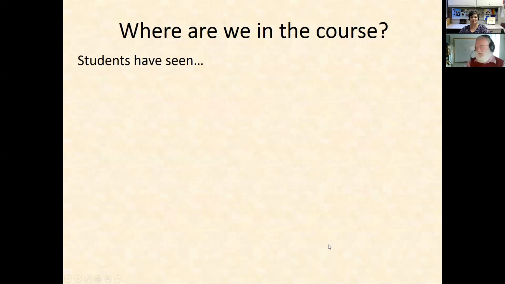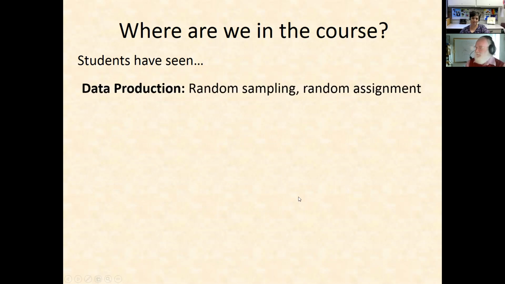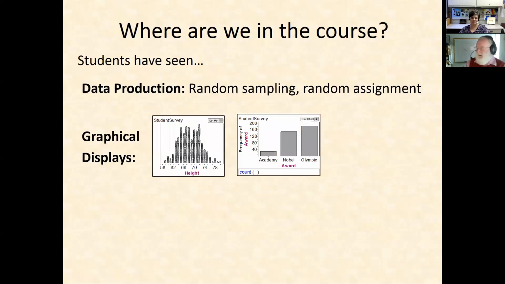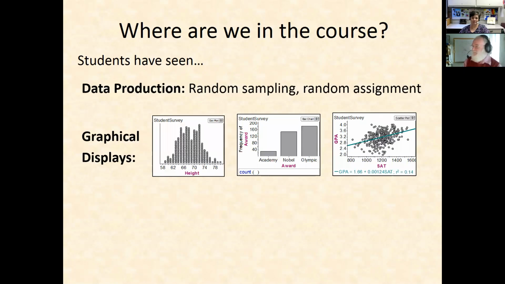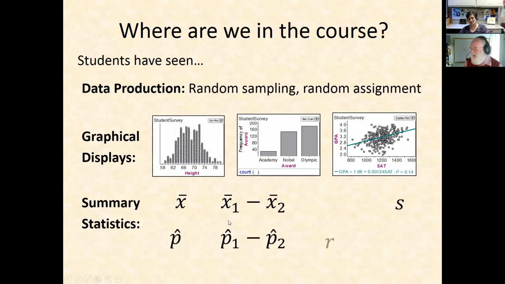Okay, so again, a reminder of where we are in the course. At this stage of the semester, my students are starting bootstrapping. They've seen data production, so they've seen random sampling, they've talked about random assignment, they've talked about experiments and so forth. They've seen lots of graphical displays, so they know dot plots, histograms, bar charts. We've also done some regression and some scatter plots. So they've seen lots of statistical things and lots of summary statistics. They know how to calculate means and differences in means and so forth for quantitative data, proportions for categorical data, correlations, standard deviation.